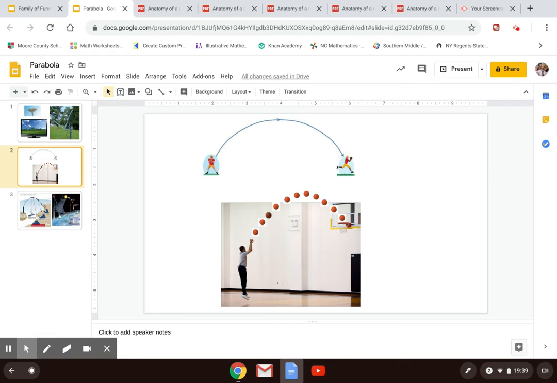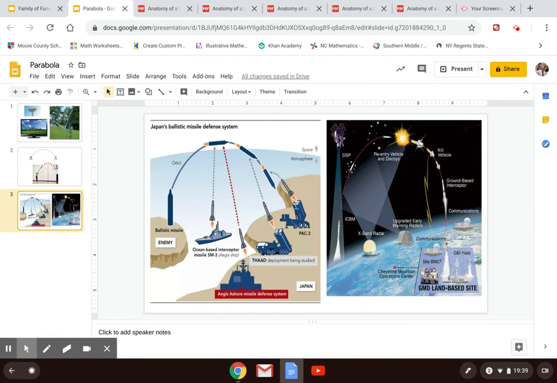Also, when you look at sports, here you've got a quarterback throwing a football. You've got a basketball player shooting a basket, just like you did in Will It Hit the Hoop yesterday. So parabolas are in the sports that we play. Even when it comes to national defense, the parabola is key to national defense.